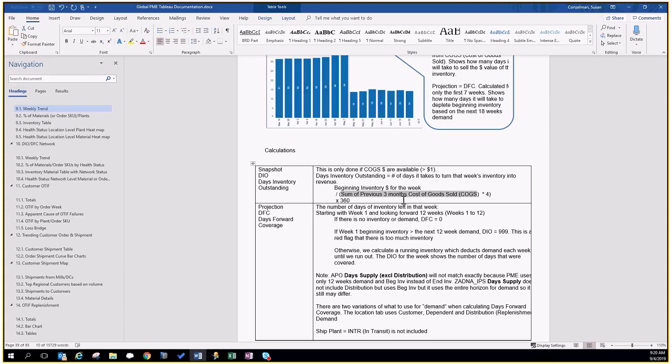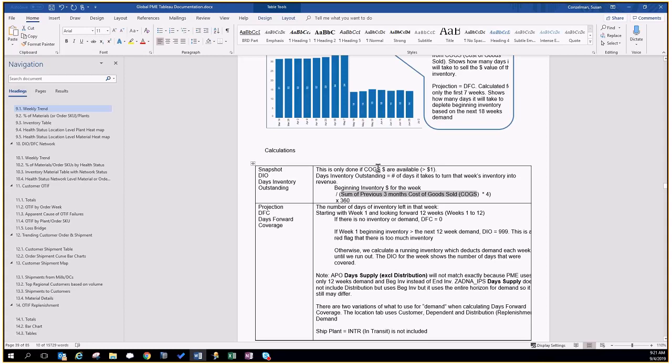You are not going to need to do all this logic, though, because our VDM already did that for you and it is sitting here in what's called previous 3-month cost of goods sold. So you're going to take this previous 3 months value that is in the VDM and multiply it by 4 to annualize it. Now we have a 12-month estimated cost, and then we take the Monday morning inventory divided by the annualized cost times 360, and that tells them how many days it takes to turn this inventory into revenue.